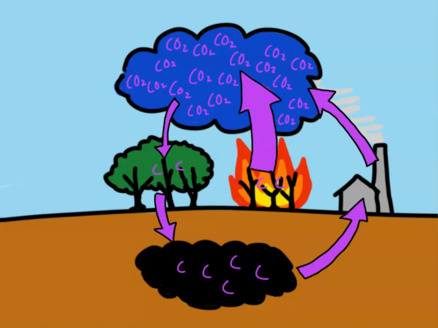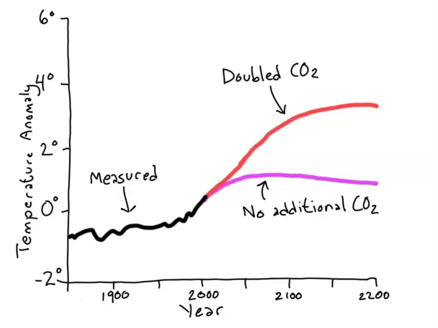Before industrialization, the atmosphere contained about 280 parts per million of CO2. Today, the amount of CO2 has gone above 400 parts per million, and is well on its way to doubling if current policies continue. Climate scientists estimate that a doubling of CO2 in the atmosphere would cause a global temperature rise of something like 3 degrees Celsius.